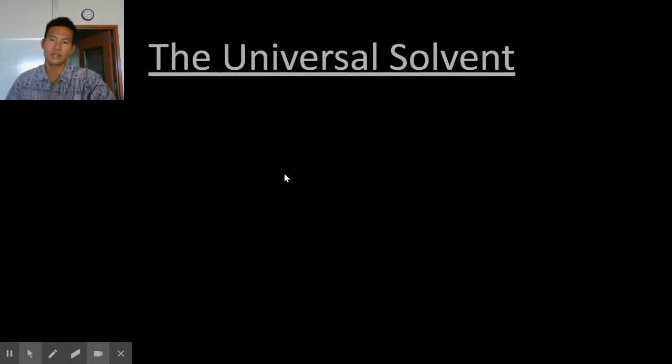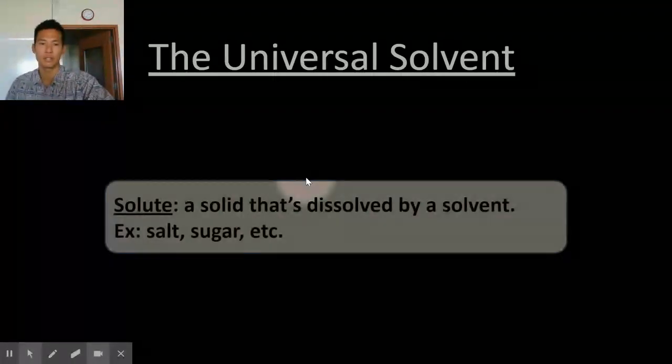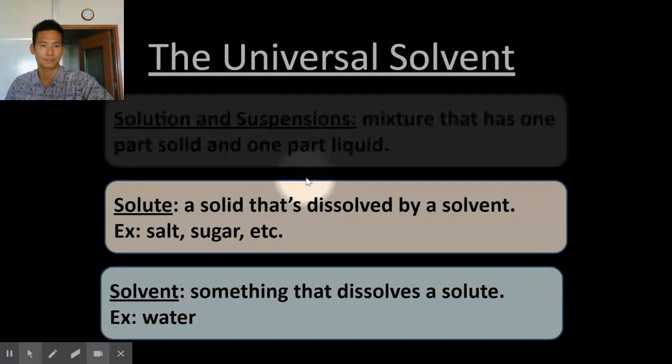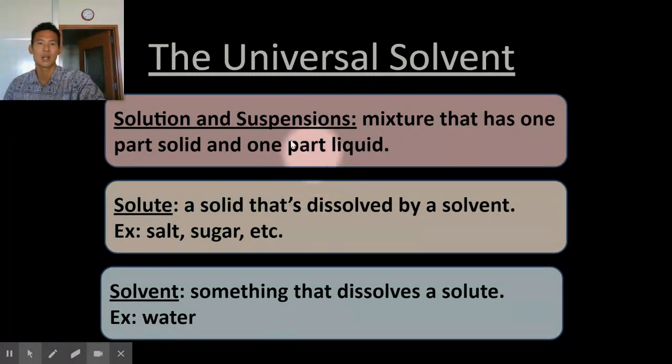Now, it's because of adhesion and cohesion that water can become what's known as your universal solvent. Let's go over what this means first. There are a special kind of mixtures that have one part solid and one part liquid, and these are called your solutions and suspensions. A special unique mixture with one part liquid state, one part solid state.